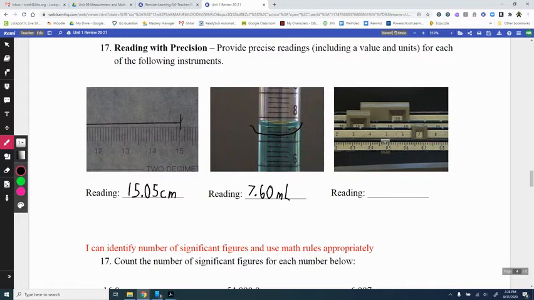All right, last reading, we have grams this time. So here we have our 100, and that looks like 130, and that's 137, and that's 137.4 because it's between the 0.4 and the 0.5. So those are all our certain digits. Okay, so 137.4.